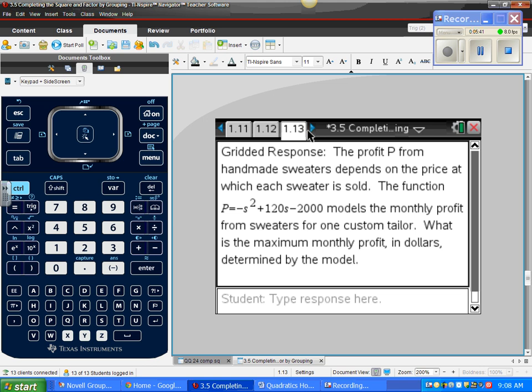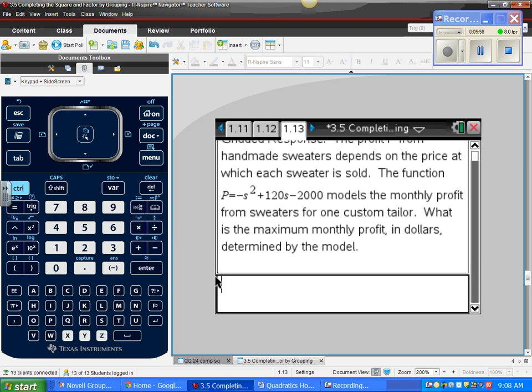If I'm going to complete the square, can I have a negative there? No. What does my leading coefficient have to be if I'm completing the square? Positive 1. What is it now? So what would I have to do with the negative 1? I'd have to divide everything by a negative 1 before beginning. Okay? So let's look at it using completing the square.